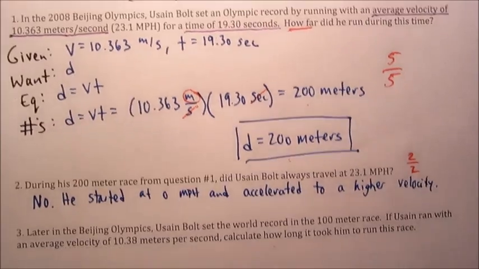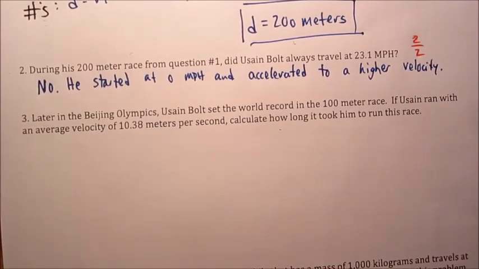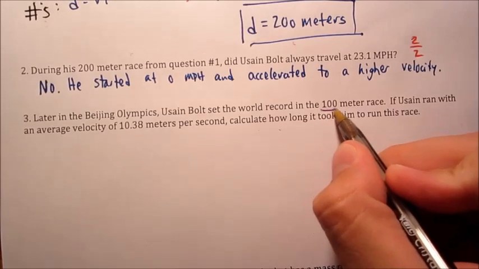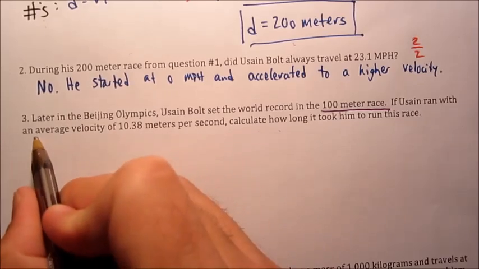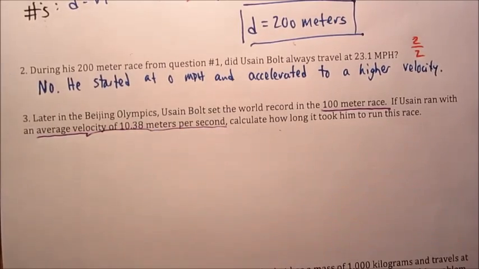Number 3. Hey, we're halfway. Number 3 says, later in the Beijing Olympics, Usain Bolt set the world record in the 100-meter race. If Usain ran with an average velocity of 10.38 meters per second, calculate how long it took him to run this race. So after I read the question, I go back and I underline what's given. So they give us a 100-meter race. That's the race he's running. And they set an average velocity of 10.38 meters per second.